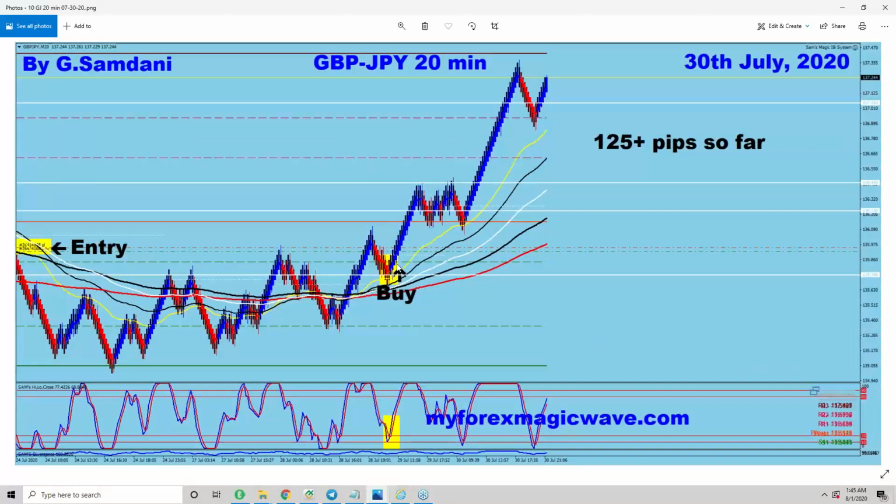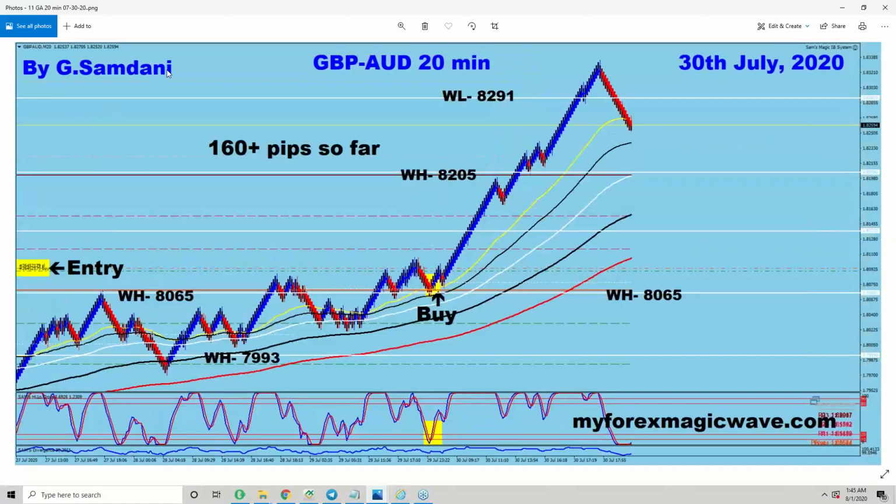And then pound yen, the entry here was around the beginning of the 29th. Yen is an Asian currency, so you can see these pairs like Euro Aussie, pound Aussie, and yen pairs moving in the Asian session. So on the 30th, this is the one, 125 pip, and pound Aussie 20-minute again on the 30th.